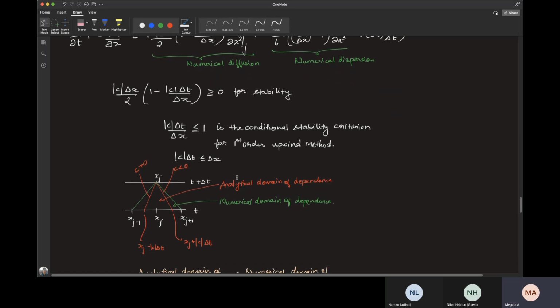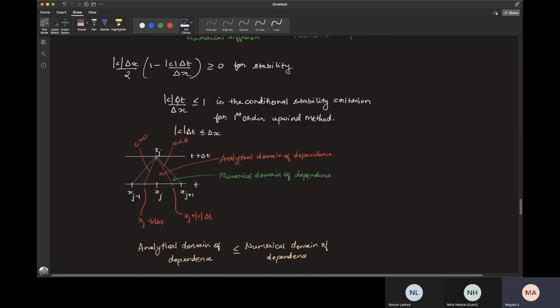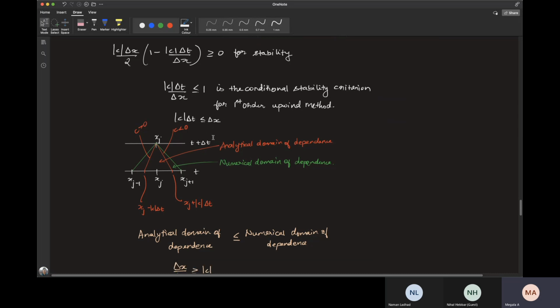So essentially this can be interpreted in this way. Mod C delta t is less than or equal to delta x. We have looked at characteristics previously, and you need to connect that over here. So this is our physical domain, xj plus 1 and xj minus 1, and this is at time t. And this is the same physical domain at time t plus delta t.